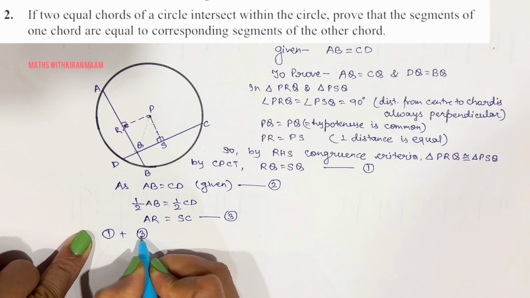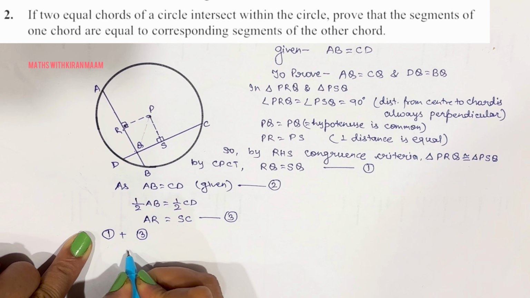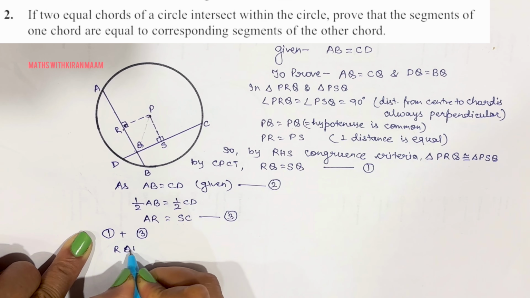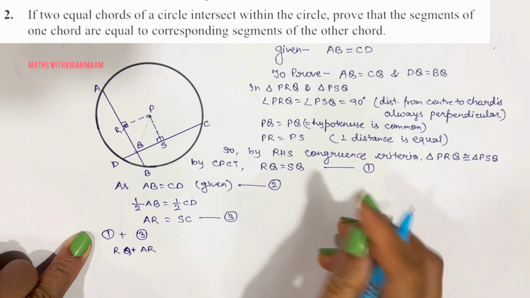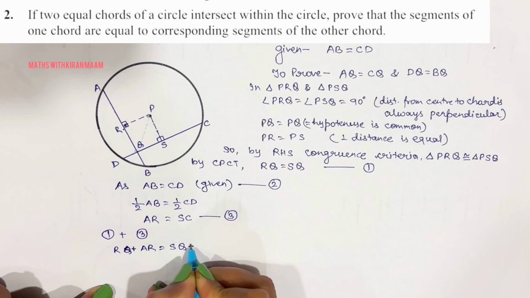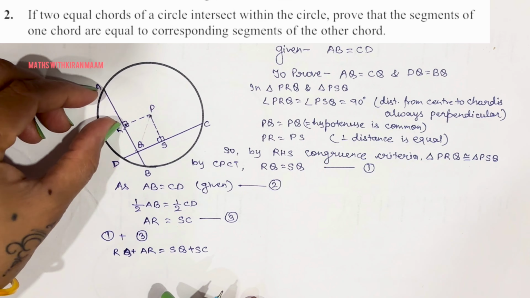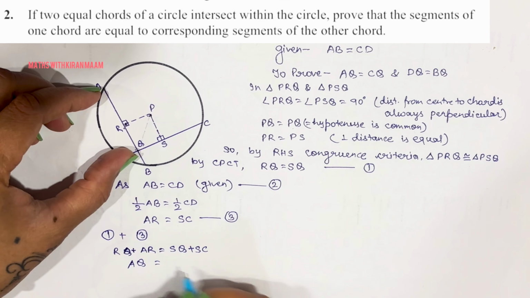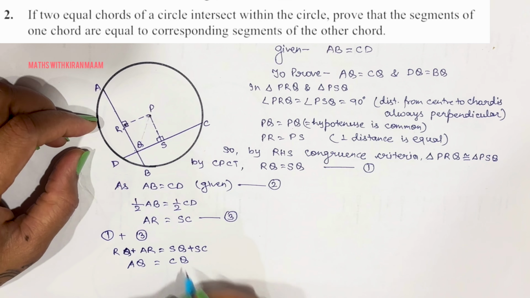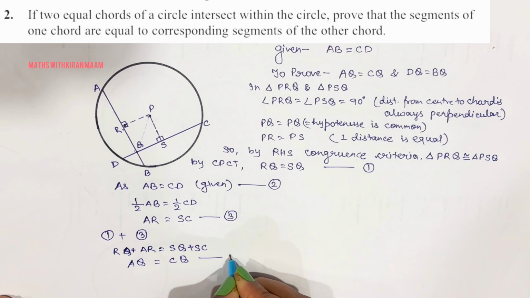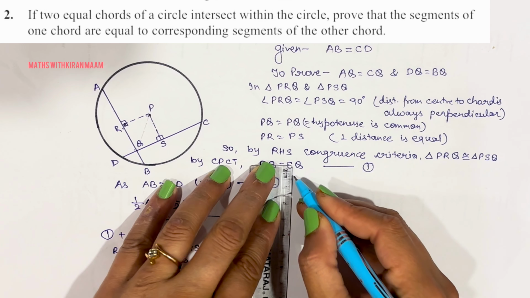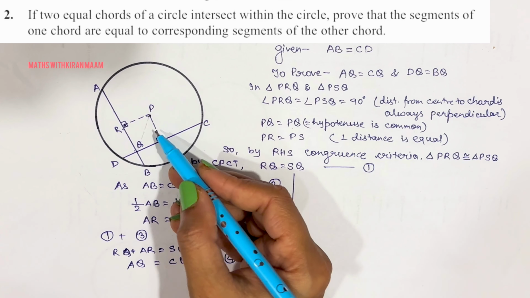If we add equation 1 and equation 3, both the left hand side and right hand side will be added. So the left hand side is RQ plus AR and the right hand side is SQ plus SC. So RQ plus AR is AQ and SQ plus SC is CQ. So these are the bigger segments of each chord, and we have proved that the bigger segment of one chord is equal to the bigger segment of another chord.